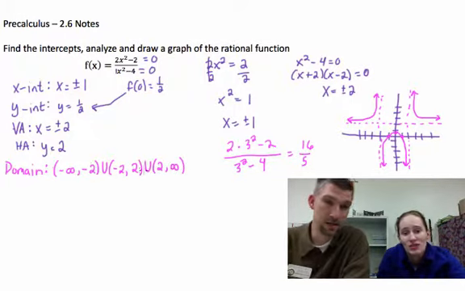Okay. Domain. We have 2 problems. -2 and positively +2. It's a good thing. -2 and +2, those are our 2 issues. So they're what is excluded from our domain.